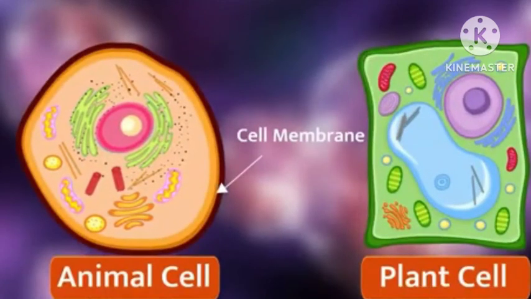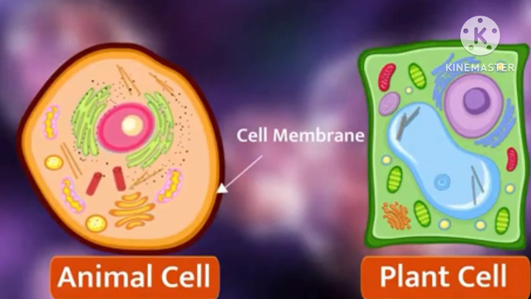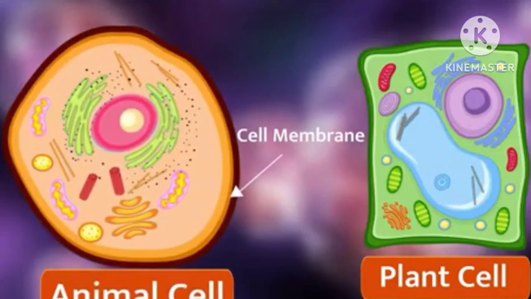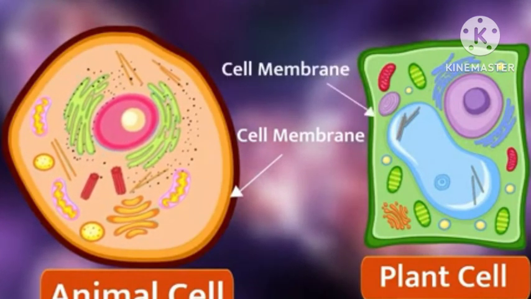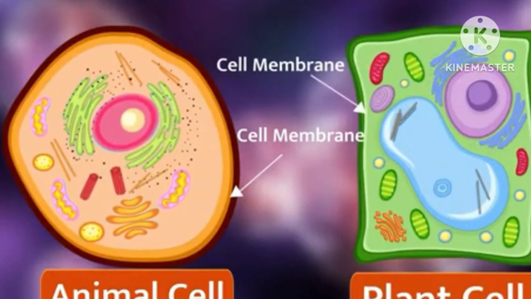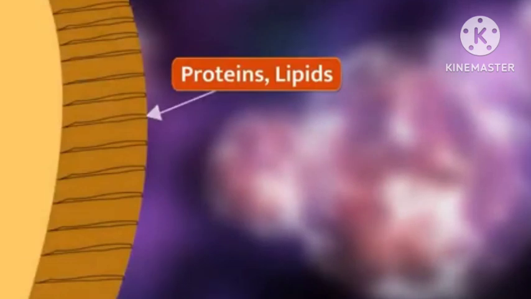Now the second part, the cell membrane. It is common in both plant and animal cells. Animal cells have the cell membrane as the outermost layer only, and plant cells also have a cell membrane. What is it made up of? This cell membrane is generally made up of proteins and lipids, and it is also a semi-permeable membrane.